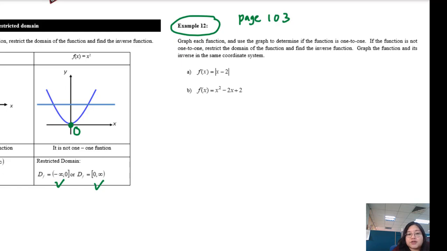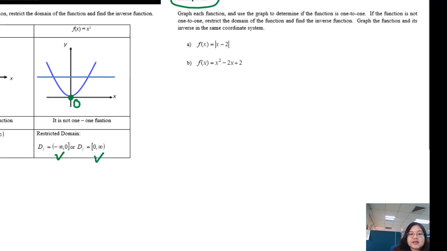Okay, so now we look at the question. We enlarge it and look at the question. The question is: given the graph of each function, use the graph to determine whether the function is one-to-one or not. Obviously, we have to use the horizontal line test. We cannot use an algebraic approach. If the function is not one-to-one, can you see that is the second instruction? We have to restrict the domain and find the inverse. Last part, we have to graph the function and also the inverse on the same coordinate system.